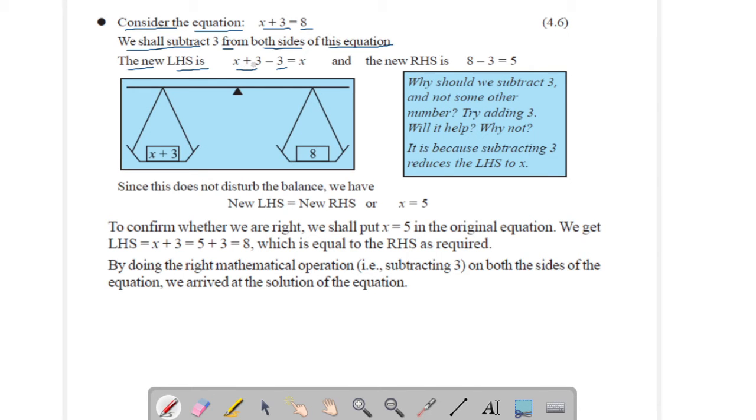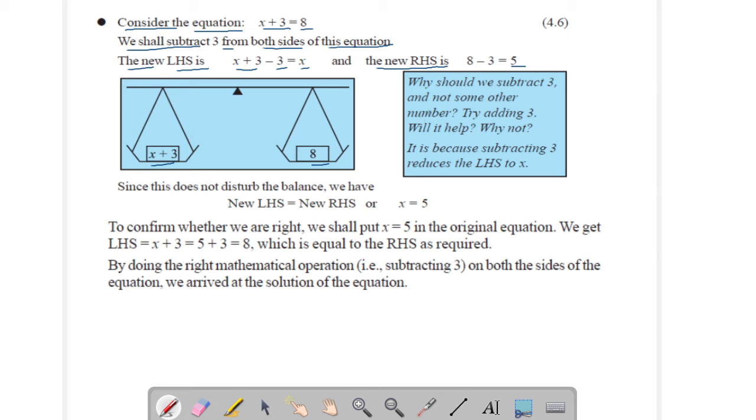Here plus 3 minus 3 we will get 0. What is left? x. It is equivalent to x. And new right hand side is 8 minus 3. It is 5. See this figure. In this figure, here x plus 3 is equivalent to 8.